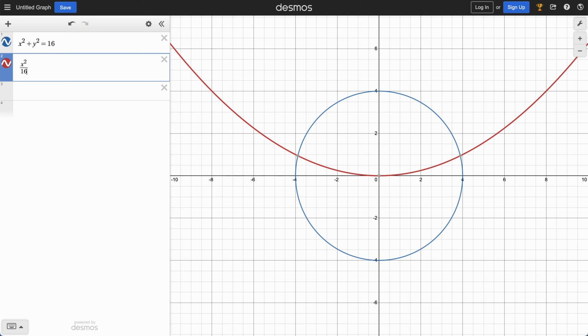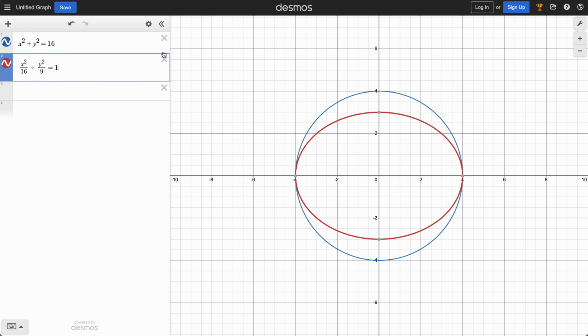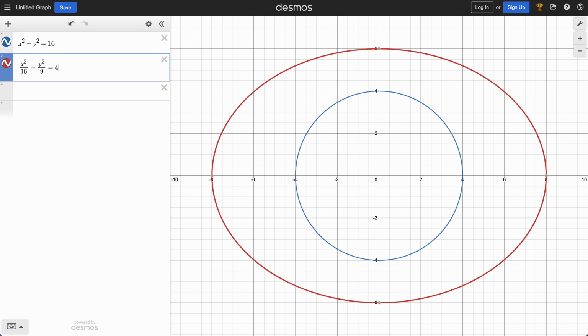And so let's say I'm going to have x squared divided by 16, plus y squared divided by 9, and it equals 1. So with an ellipse, there are some very specific requirements the equation must have. You must have an x squared and a y squared. The terms have to be added together, and it's going to need to equal a number.